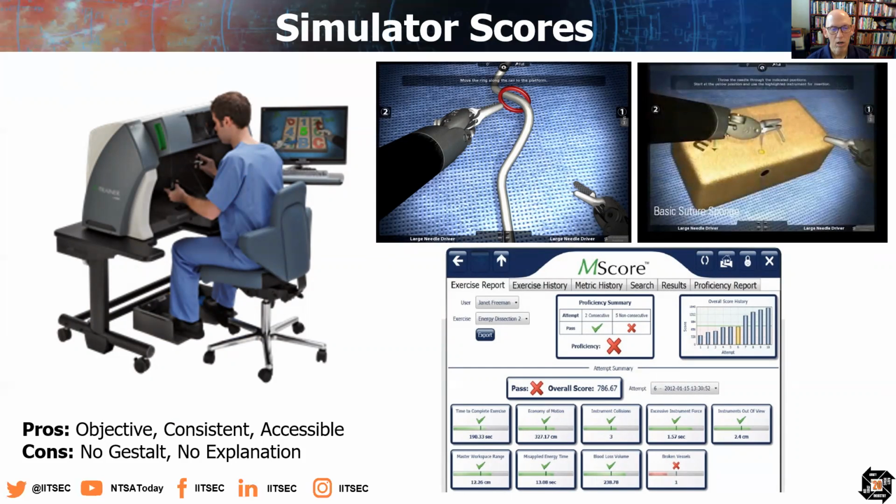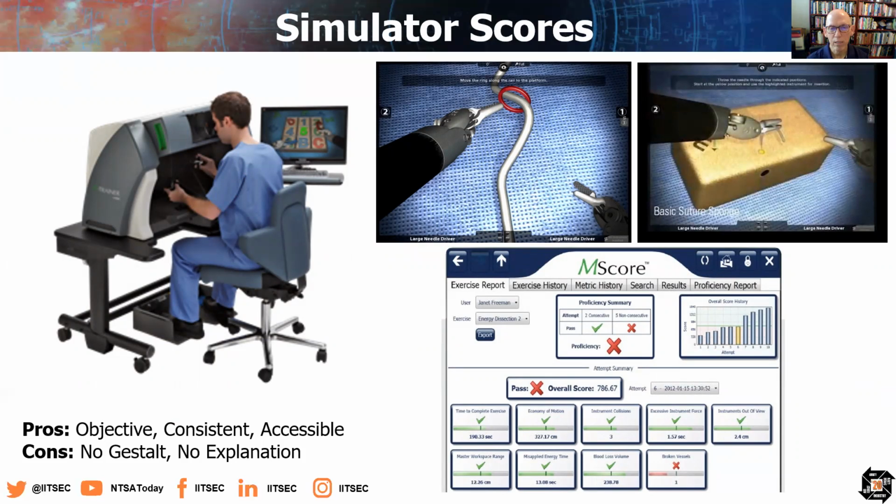The cons are that there's no real good gestalt that explains how well you did, and not a good explanation of why something was good or bad. It has been said of these simulators, as with other simulators and automated systems, that they tend to measure what's easy to measure more than what's important to measure.